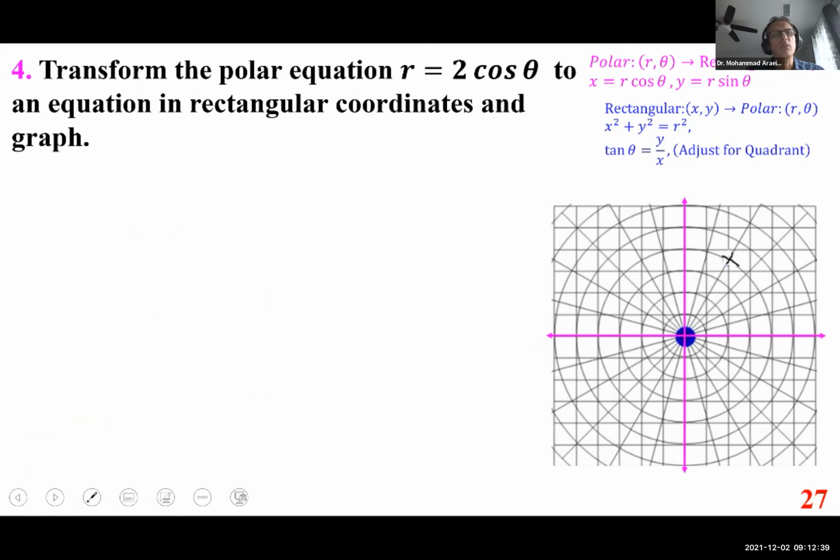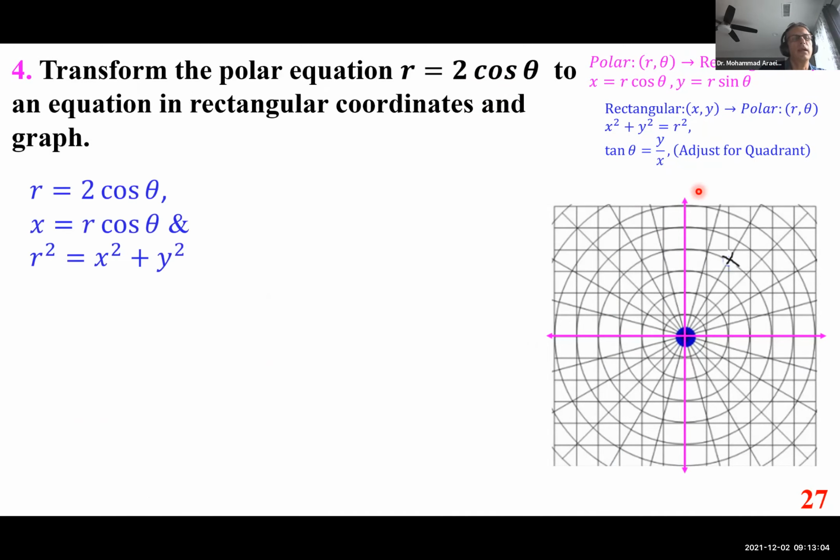We're going to do the same thing. We're going to transform the polar equation, but this time the equation is r equals 2 cosine theta, to an equation in rectangular coordinates. And we're going to graph. Again, the information needed is here. And so all we have to do is the math. So r is 2 cosine theta. X is r cosine theta, and r squared equals x squared plus y squared.